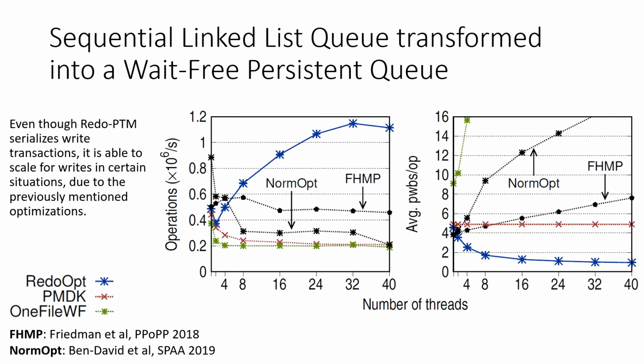On this slide, we show a sequential queue that has been annotated to be used with Redo-PTM. The resulting wait-free queue is shown in the blue line, and as we can see on the left figure, it is capable of scaling thanks to the previously described optimizations. Queues made with other PTMs or even handmade lock-free queues have less throughput.